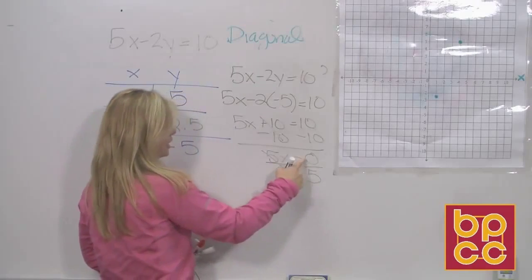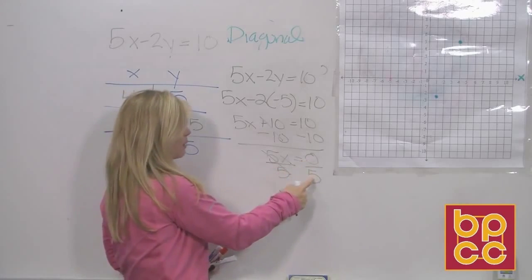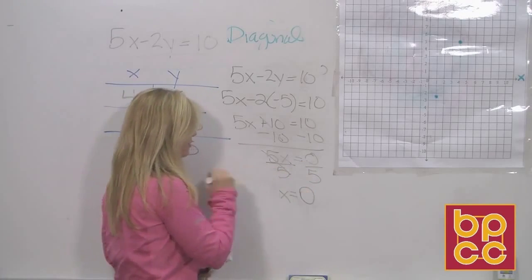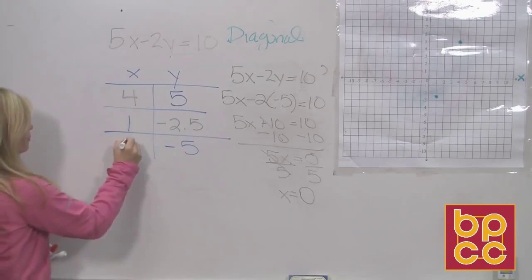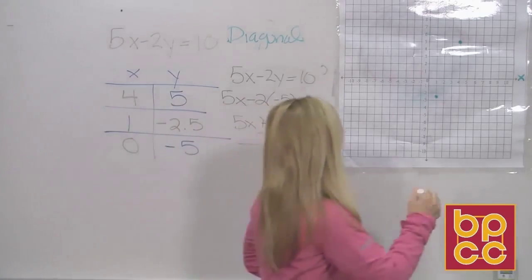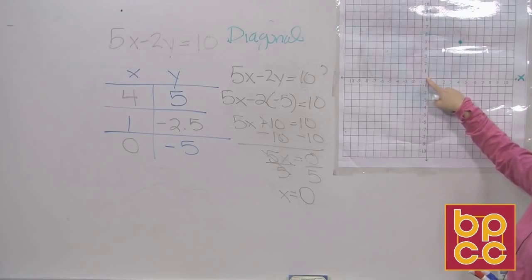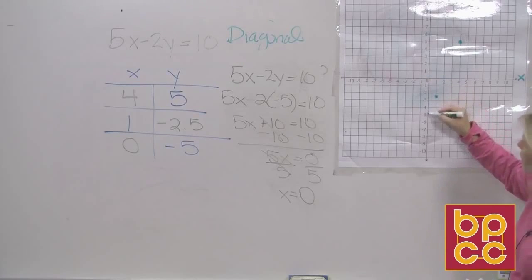And nothing divided among 5 people. If I have nothing and I divide it among 5 of you, you all get nothing. So that's a 0. So now I'm going to go plot that third ordered pair, that third point. 0, negative 5 means I'm at the origin. I don't move left or right because my x value is 0. My y value says move down 5.